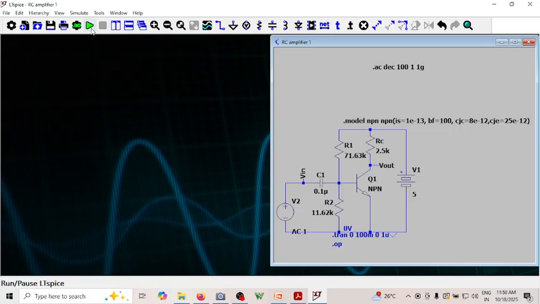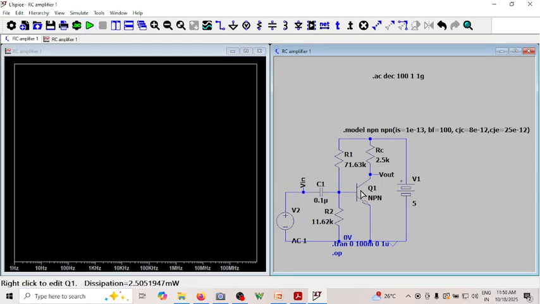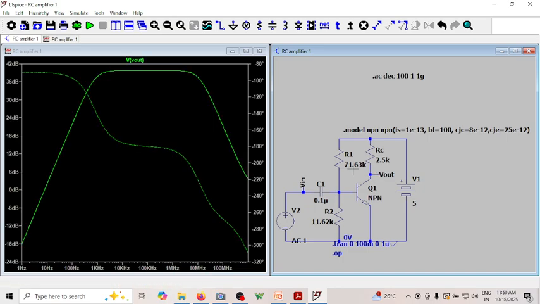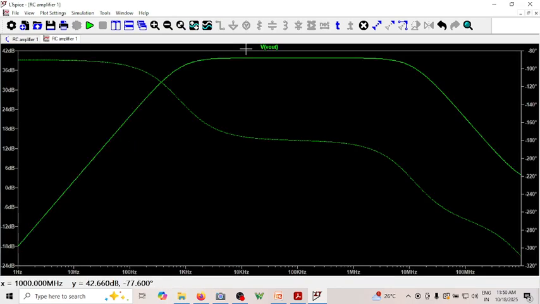Now if I run and see the output by input, can you see this is the frequency response of the amplifier? Can you see the gain is constant? Can you see the gain is reducing on either side? Now I can find the bandwidth. How do I find the bandwidth?